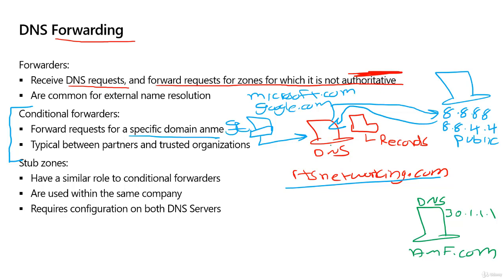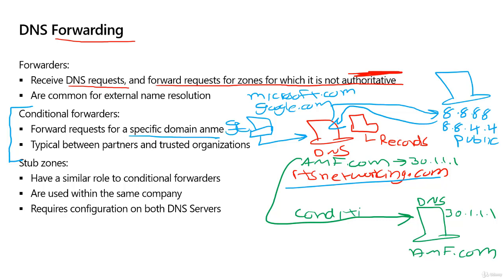I can go to my DNS server here, and I can configure a forwarder that says any request you get for amf.com will be forwarded to 31.1.1. So now, anything with that domain name gets passed to this server. That is a conditional forwarder. Condition being the domain name. Anything not destined for AMF, not for RTS networking, which is the local zone, that is then going to be sent out to the internet to this 8.8.8.8 address. So those would be the two types.